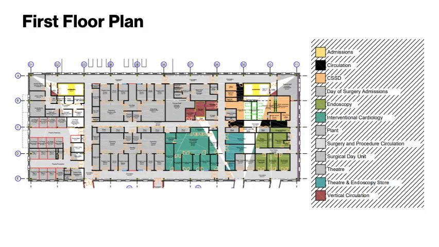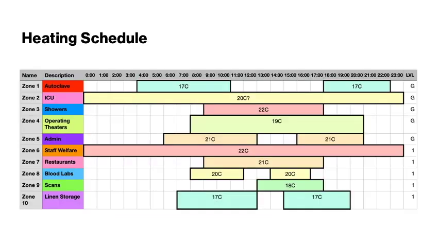And here again you can see the first floor plan, and again at the side on the legend they are color coded again based off their usage. So again we zoned the first floor based off what we assumed temperatures would be at certain times of the day. And from this we created our heating schedule.